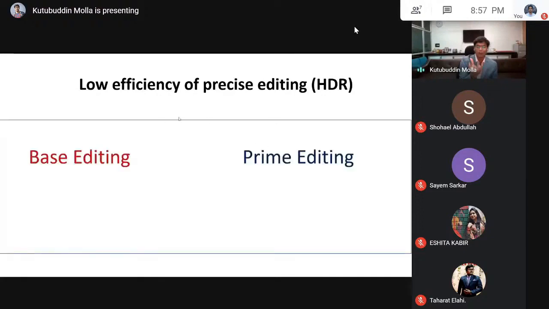But there are two technologies recently discovered. One is base editing, another is prime editing. I will talk about details about base editing because I have mainly worked on base editing. But we just started working on prime editing in our institute now. But I am not talking about prime editing today because time is limited.